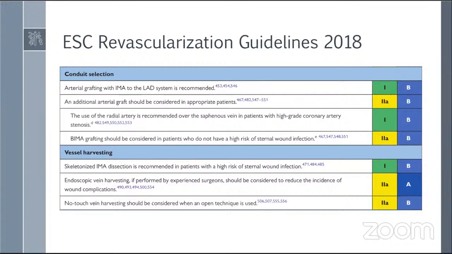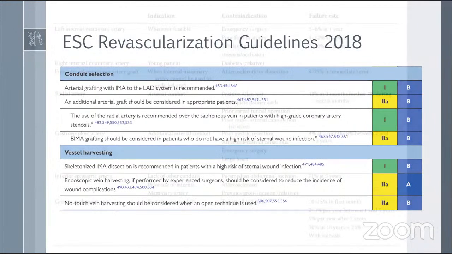Regarding the harvesting technique, it was class 1 to use the skeletonized technique to harvest the internal mammary artery in patients with high risk of sternal wound infection. And it was class 2A to use endoscopic vein harvesting, and it should be performed by an experienced surgeon to reduce the incidence of wound complication. And also class 2A to use no-touch vein harvesting when an open technique is used.